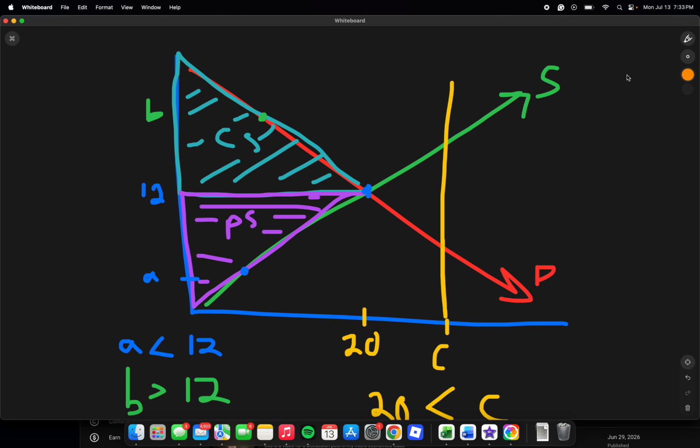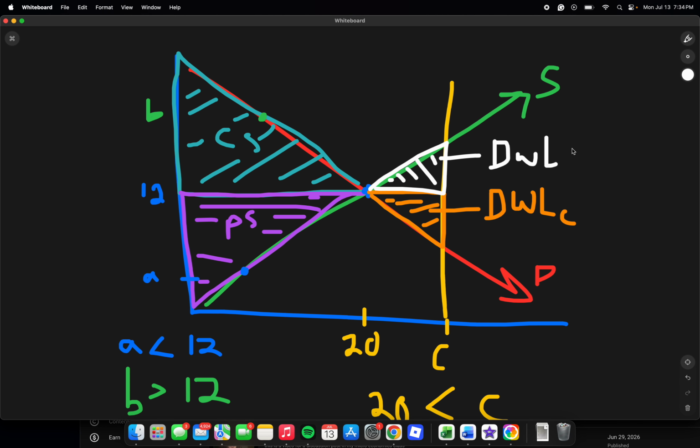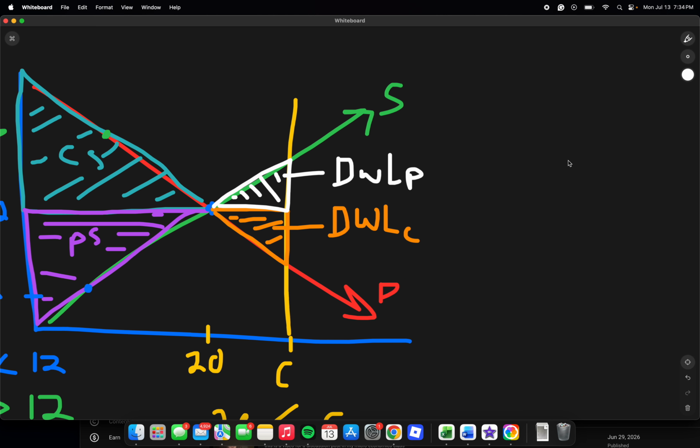Well, we can draw two new triangles. This first one is going to be deadweight loss for the consumer. Notice it's the triangle that intersects this demand line. Okay, and then let's also take this triangle here, and this is the deadweight loss for the producer, and overall it makes an overall deadweight loss.